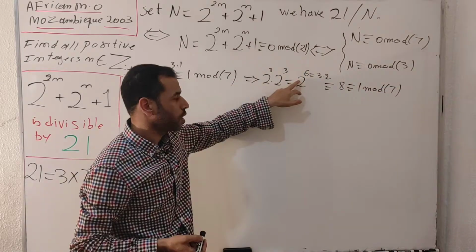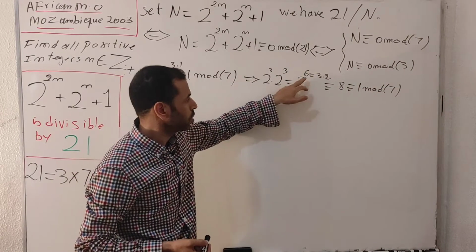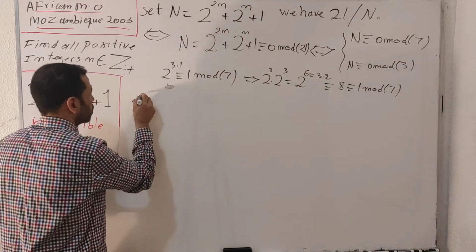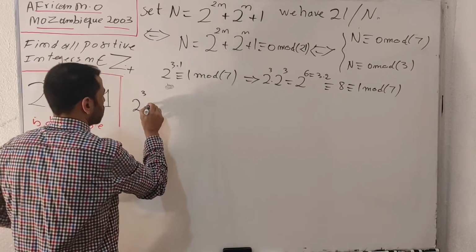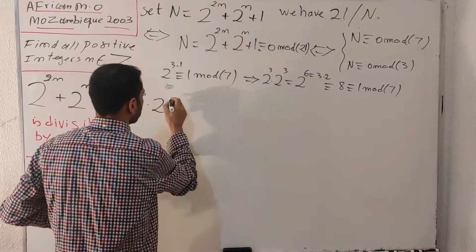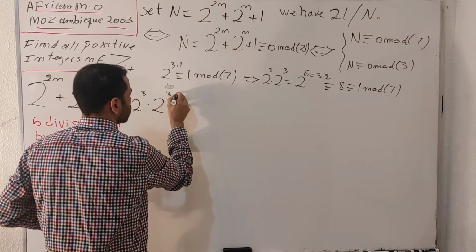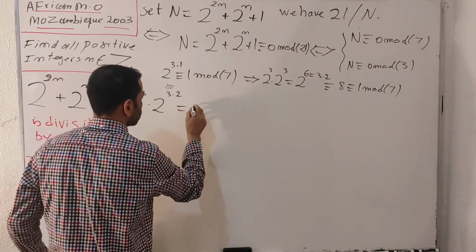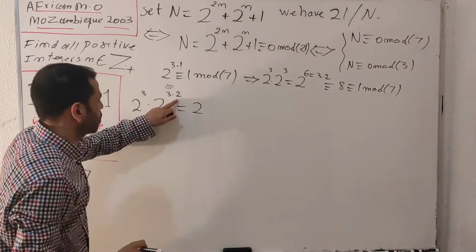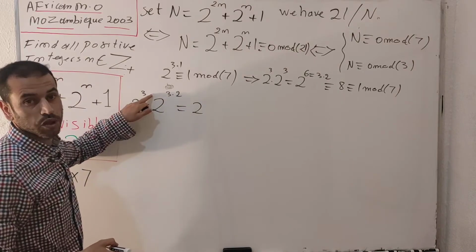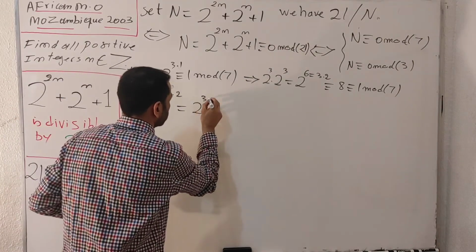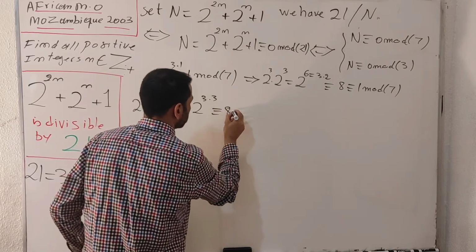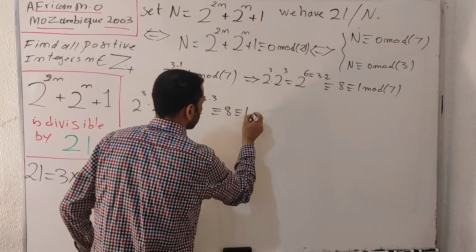Again I'm going to multiply by 2 to the 3. So we have 2 to the 3 times 2 to the 3 times 2 to the 3, which equals 2 to the 9, which is congruent to 8, which is congruent to 1 mod 7.